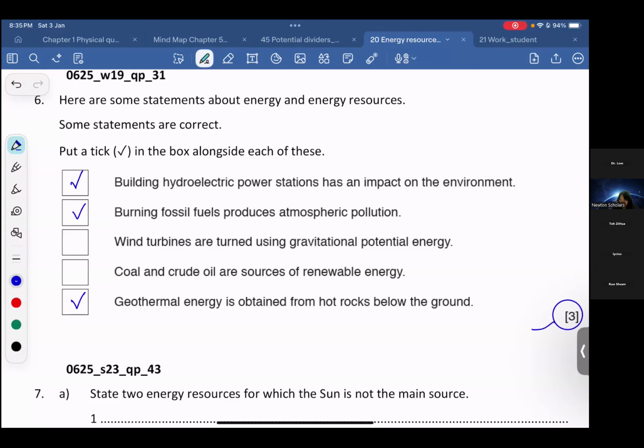Most of the time, for 3 marks, it should be three correct statements. But sometimes no. Okay. Most of the time yes.